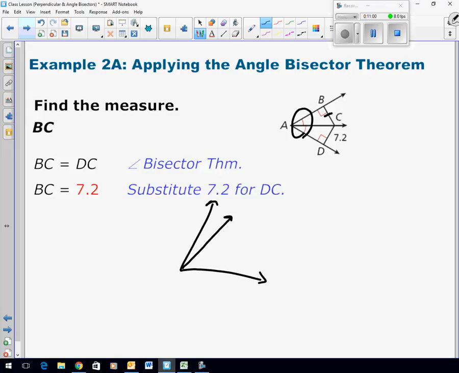Can you read this? What is BC going to be? 7.2. Yeah, of course it is. It's right here, okay? Remember, if it's an angle bisector, then that means that the points on the big angle to the angle bisector have to be congruent to each other.